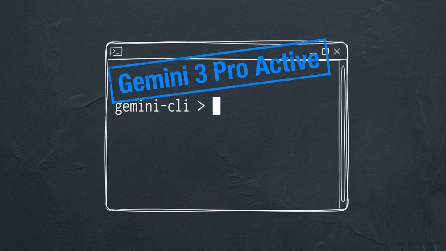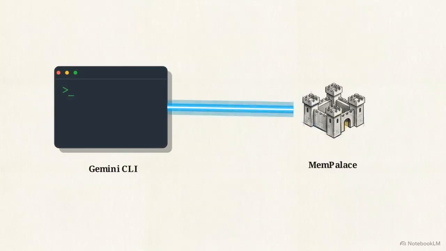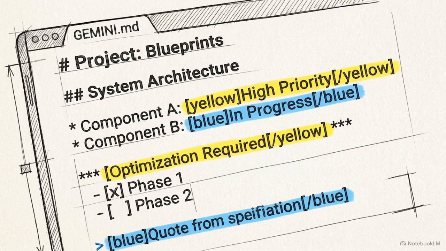By the end of this setup, you will have a functional Gemini 3 Pro command line interface. It will be linked directly to your local MemPalace and guided by your own custom system prompt.